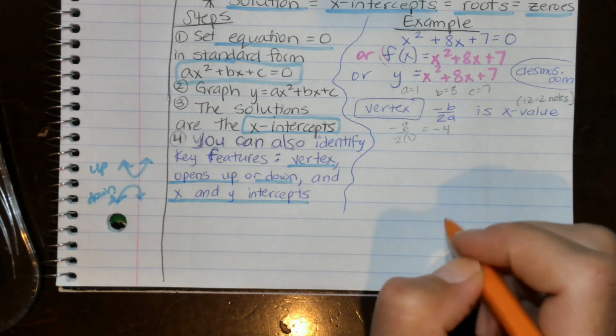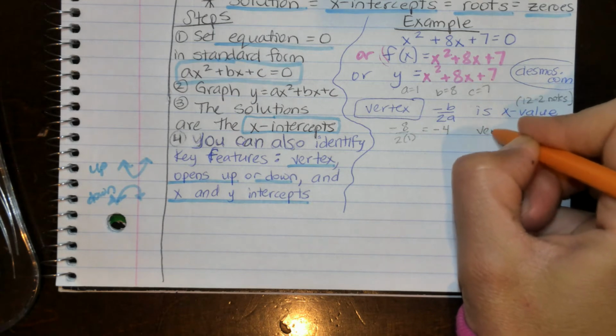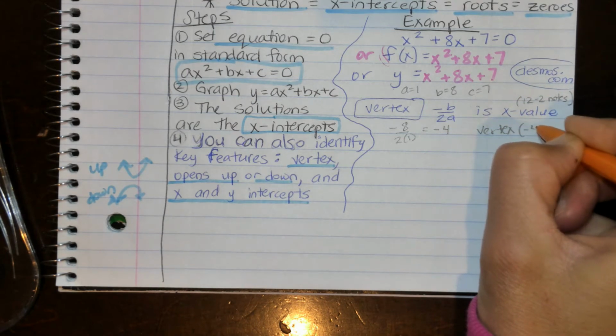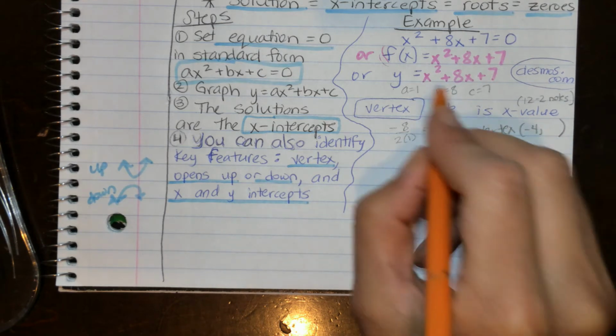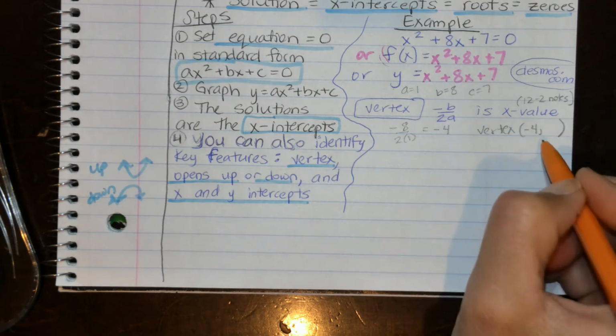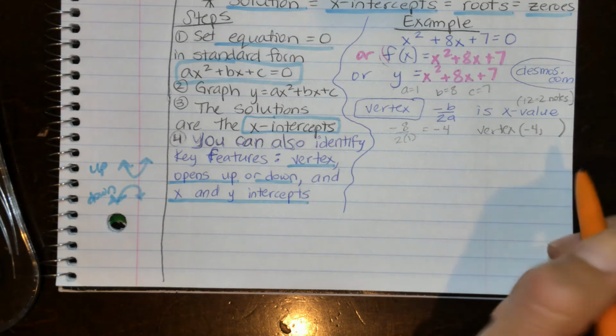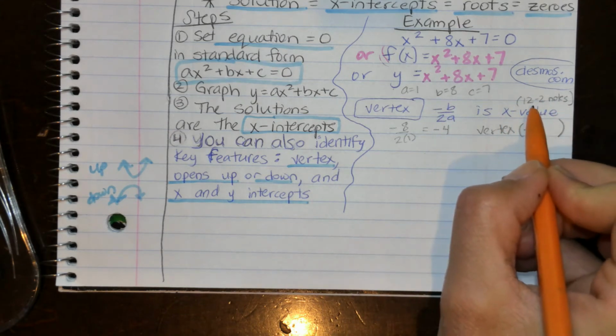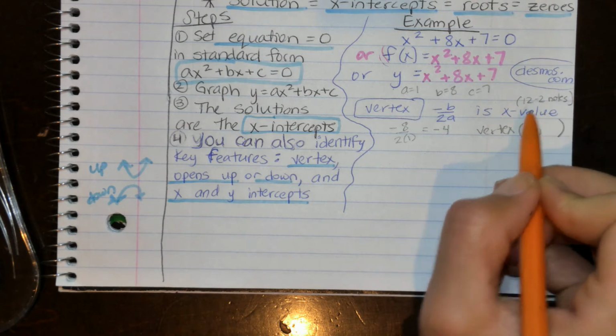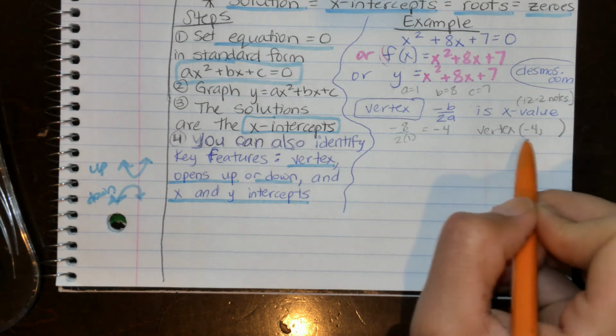For my vertex, I'm going to just write it right here. Vertex, it'll be negative 4, comma, and then I substitute negative 4 into the equation to get my y value of the vertex. I'm going to do that work right here. Again, negative b over 2a is from section 12-2. It gives you the x value of the vertex.